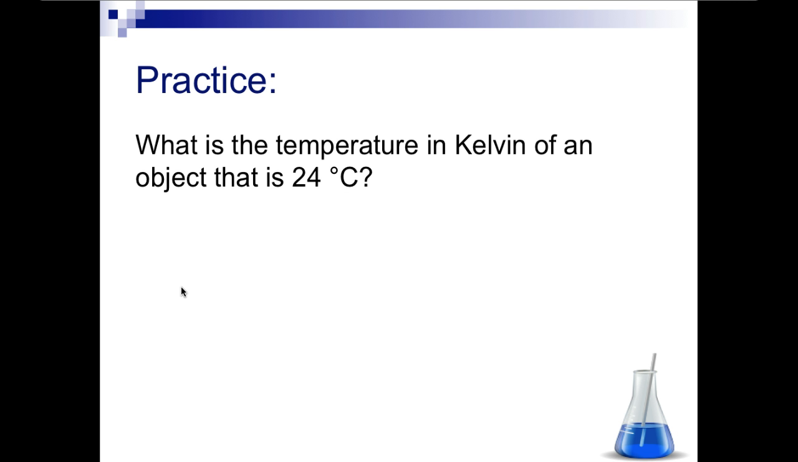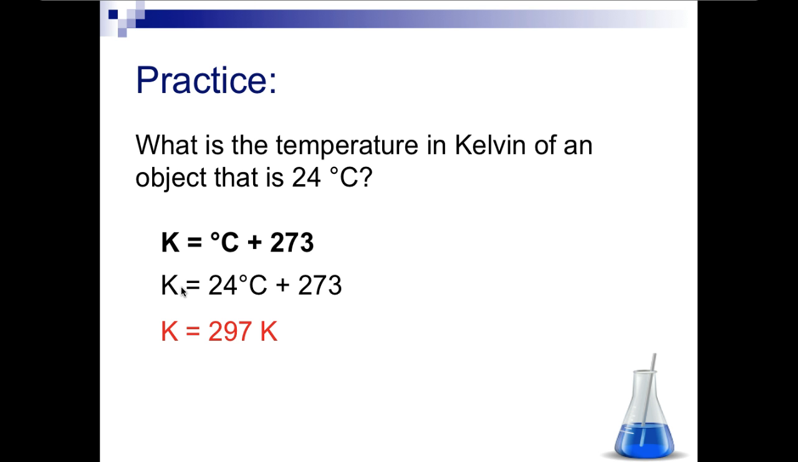Let's look at a practice problem. What is the temperature in Kelvin of an object at 24 degrees Celsius? Pause the video. We'll go over it when you're ready. Great. Well, welcome back. What'd you come up with? So you should have found your formula, which is Kelvin is Celsius plus 273. Should have plugged in 24 for your degrees Celsius and added 24 plus 273. When you did that, you get 297 degrees Kelvin.